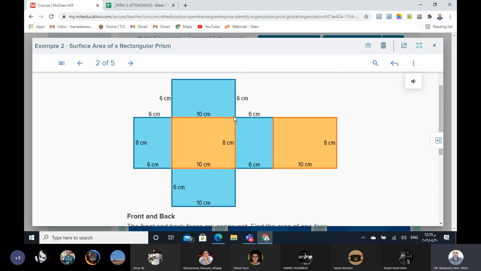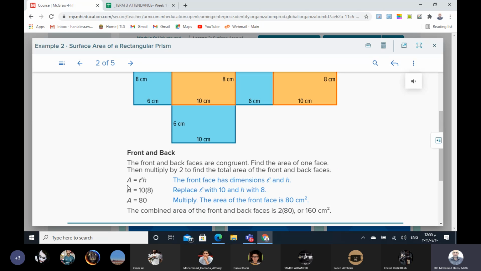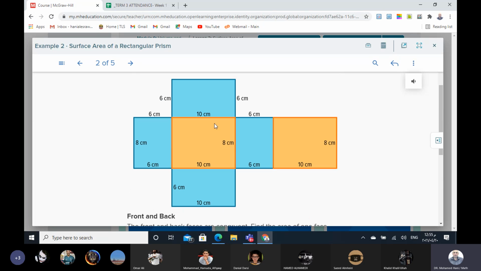What is the type of the front and the back? Front and back are congruent. As you see, the type will be rectangle. And how to find the area of the rectangle? Area equals length times width. So start from the formula, A equals length times width. Right. Now this is the front and this is the back.